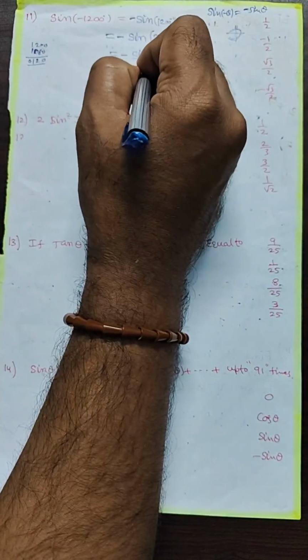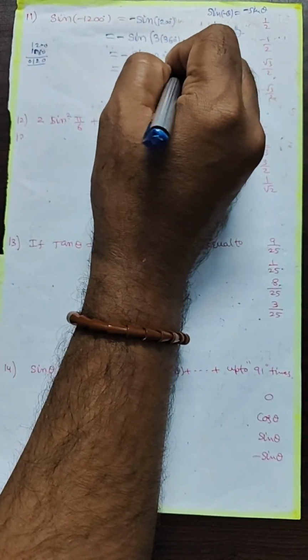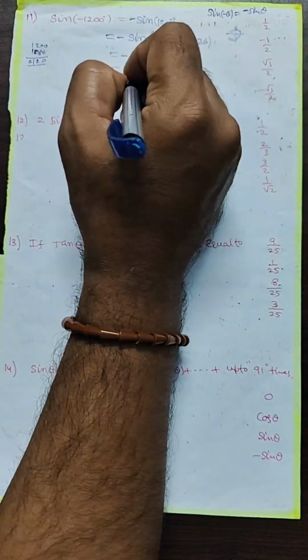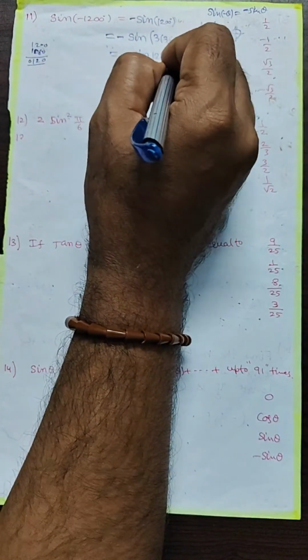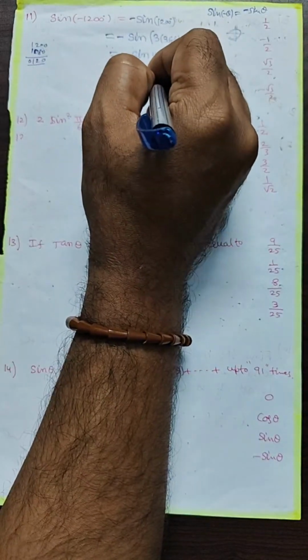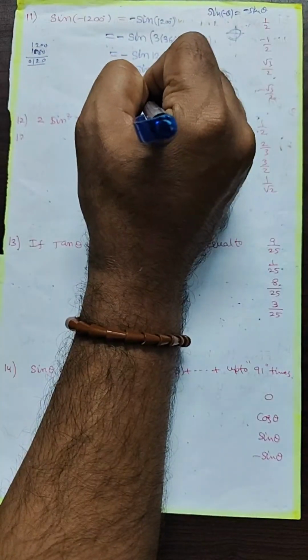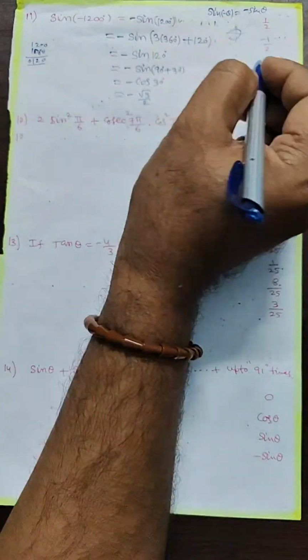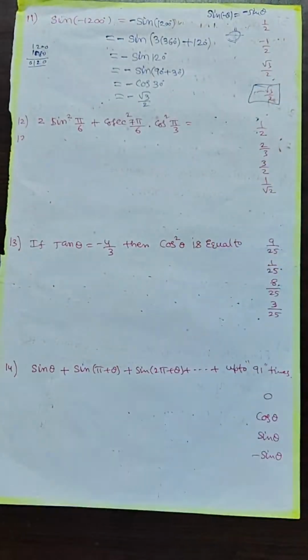Minus sine of 90 plus 30 or cos, 180 minus 60. Anyway, minus sine of 90 plus 30, cos 30. Minus cos 30, root 3 by 2. So your answer is minus root 3 by 2. It is there in the fourth option, dear students.